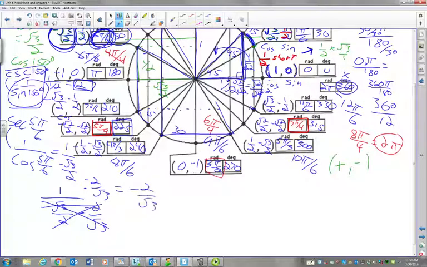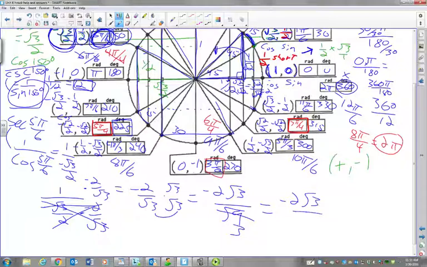And you can't have radical 3 in the bottom, so you have to multiply it by radical 3 over radical 3. So we get negative 2 radical 3 over 3 times 3 is radical 9. And square root of 9 is just 3. Whew! So that's a tough one. Negative 2 radical 3 over 3 is the correct answer for which one? For 5 pi over 6.